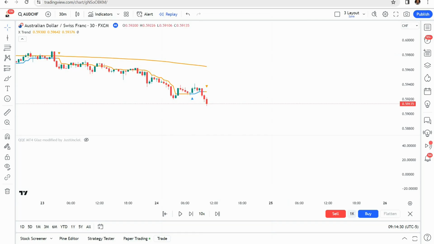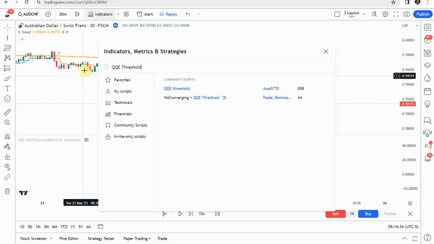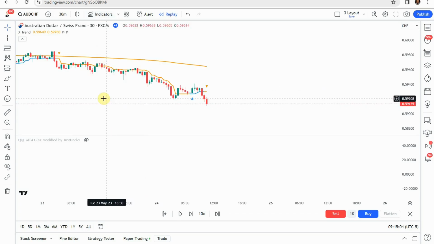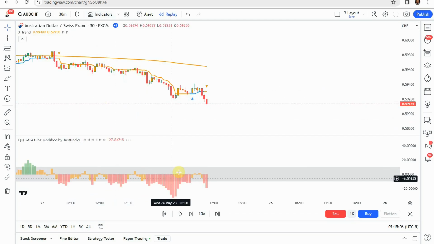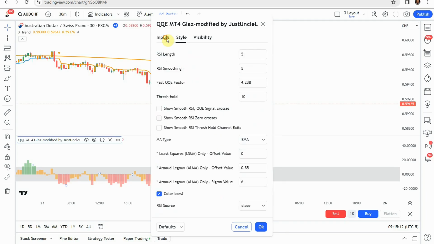And so the next indicator that you will add to screen is going to be the QQE threshold indicator. It's going to be this one right here at the top. And so you'll go ahead and add that to the screen, and it will look kind of similar to this right here. And we did go in and make a few modifications to this.